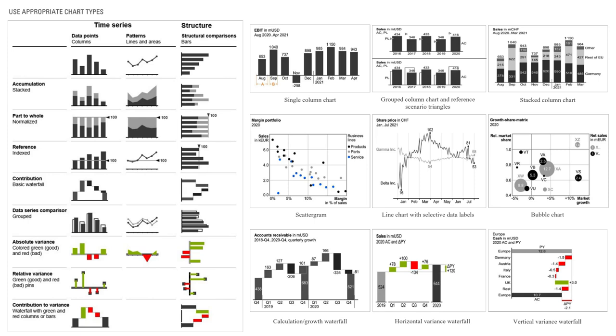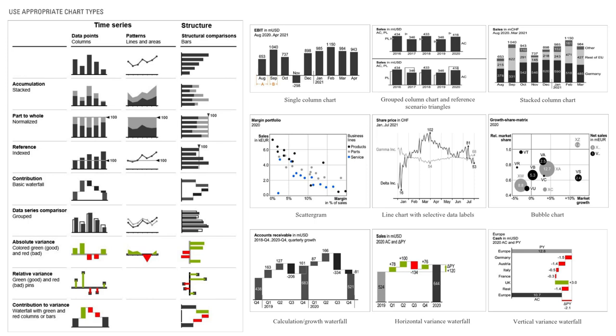The line chart in the center tracks 2 share prices over 7 months. The technique to notice here is selective labeling. Not every data point has a number. Only the meaningful inflection points do. The labels anchor the reader to the values that matter most. The bubble chart on the right is a growth share matrix. Each bubble is a business unit. Its horizontal position tells you market growth. Its vertical position tells you relative market share. And its size tells you net sales. 3 variables, 1 chart.